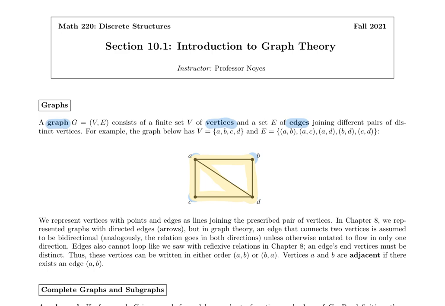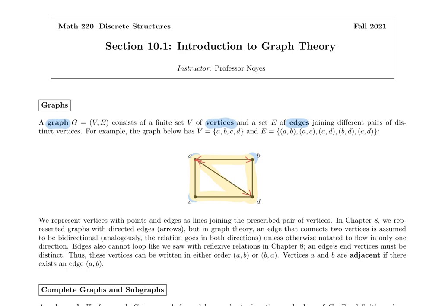In chapter 8, we often represented these same ideas with directed arrows, but in graph theory, an edge that connects two vertices is assumed to be bidirectional. So if we were to draw them the way that we talked about them when we were talking about relations in chapter 8, we would draw an arrow going both directions. We're going to assume that every edge is bidirectional, unless we draw an arrow on it that says it only moves in one direction. So we can still encounter directed graphs, but it's not as common.